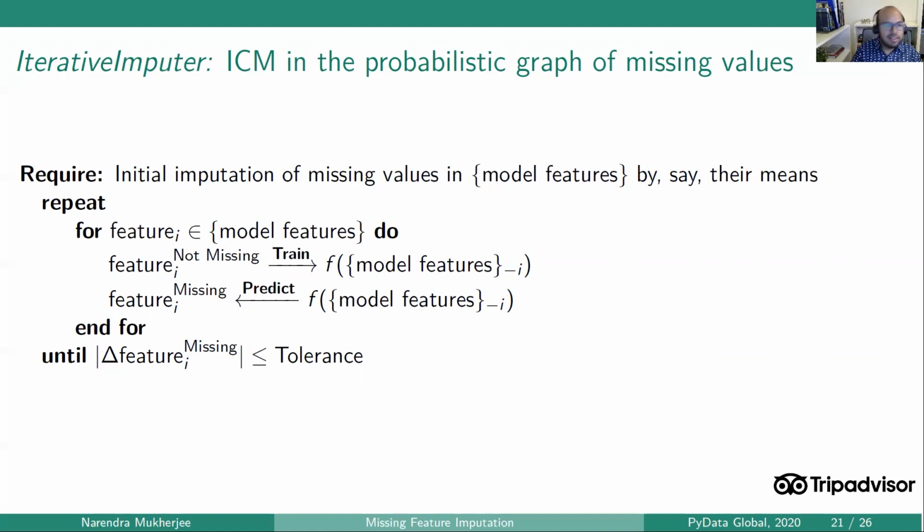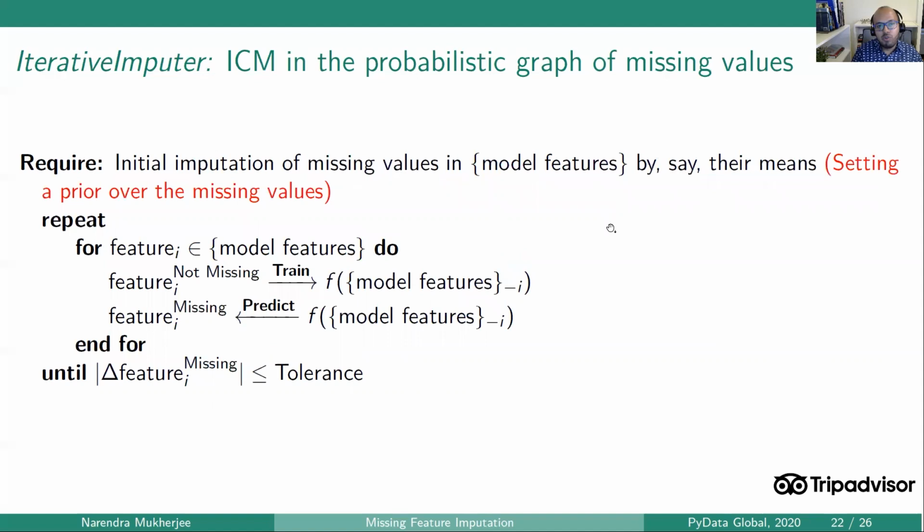So to understand this, let's look at the iterative imputer algorithm that we looked at a few slides ago. And here's the algorithm. Let's examine its steps again. For instance, the first step of initial imputation of missing values by the means of the feature can be thought of as setting a prior over the missing values. That's something you need to do in an EM setup anyways.